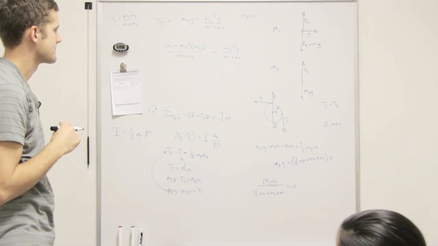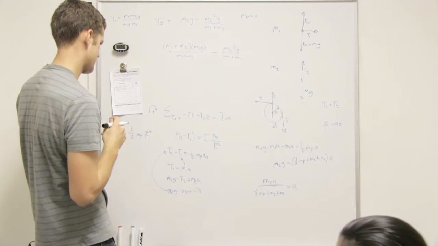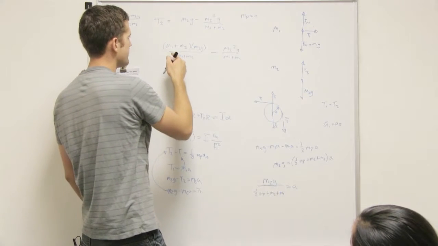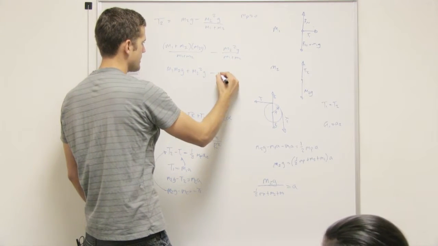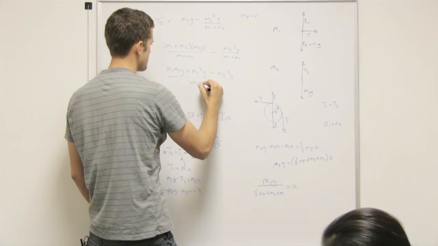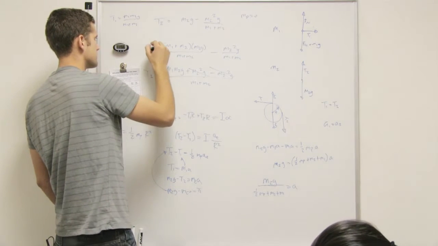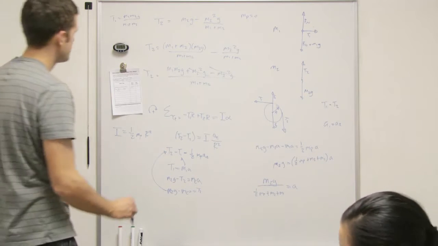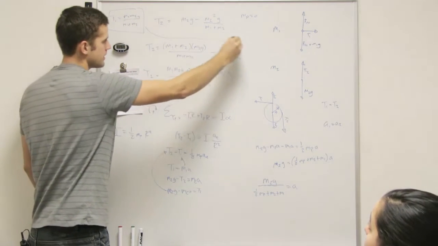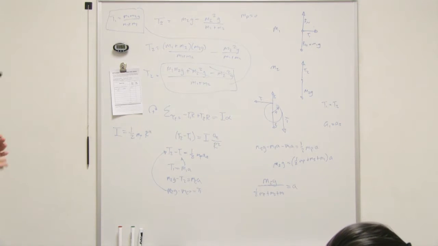Oh, this is M1 M2G, I think. It is G. Okay, so this one is that. So now you have, on top, M1 M2G plus M2 squared G minus M2 squared G all over M1 plus M2. These two cancel. So, sure enough, if you put the mass of the pulley equal to 0, then your tensions will be equal to each other. And your acceleration is equal to what you solved for before.